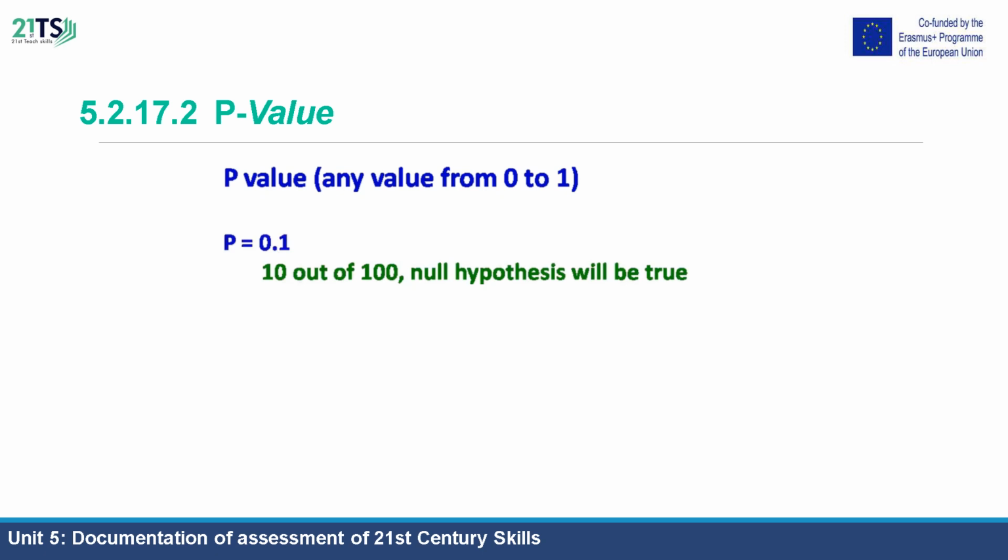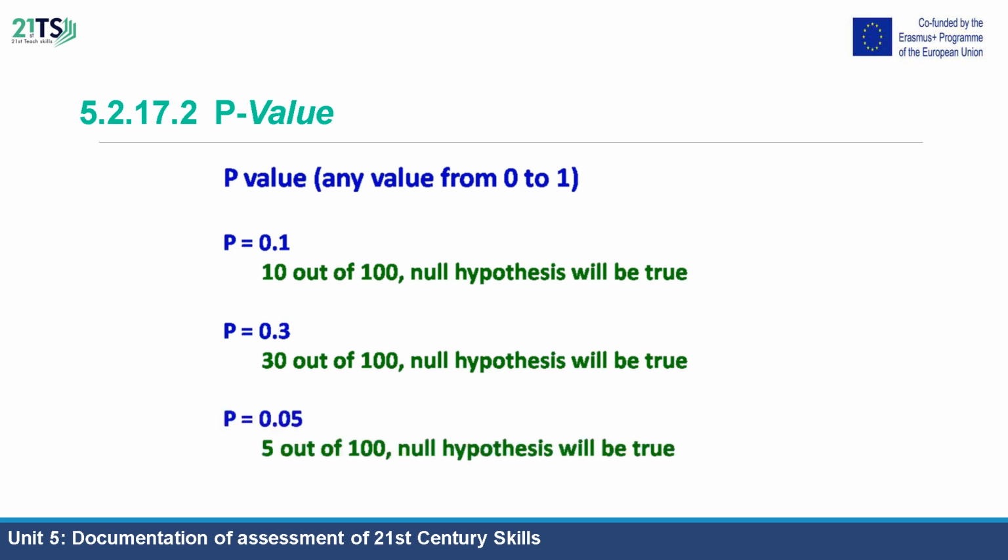Let's say p-value is 0.1. This means if I repeat an experiment 100 times, 10 out of 100 times the null hypothesis will be true. Let's say p-value is 0.3. This means if I repeat the experiment 100 times, 30 out of 100 times the null hypothesis is going to be true. Let's say p-value is 0.05. This means if I repeat the experiment 100 times, only 5 times the null hypothesis is going to be true.